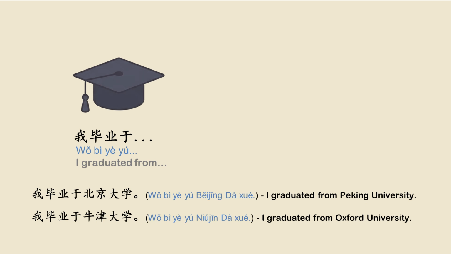我毕业于北京大学, I graduated from Peking University. 我毕业于牛津大学, I graduated from Oxford University. This sentence sounds clear and polite. It's perfect for formal introductions, interviews, or when you want to sound professional.